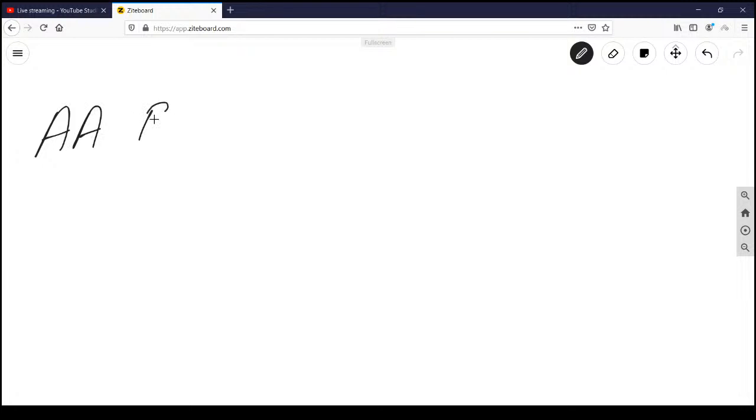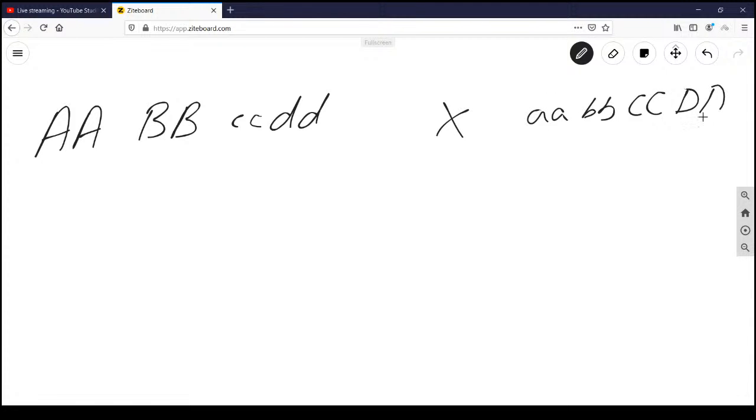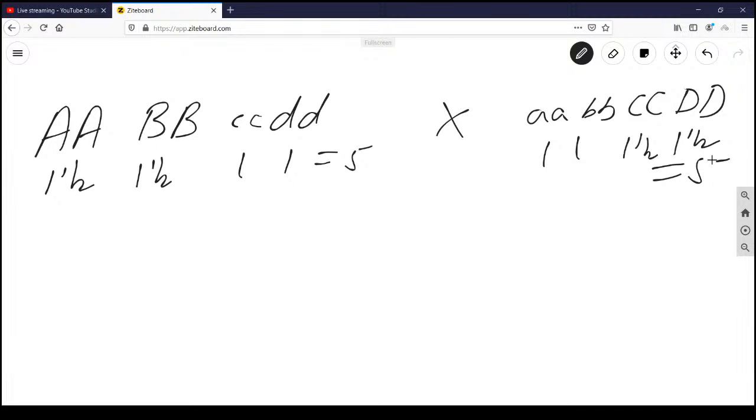Suppose we are taking four genes, A, B, C, D. It is crossed with the opposite one, AA BB, capital C capital C, capital D capital D. Suppose I am giving the phenotypic ratio to it. I am assigning one and a half, one and a half, plus one plus one. This is a total of five. This is also one and a half, one and a half, total 5.